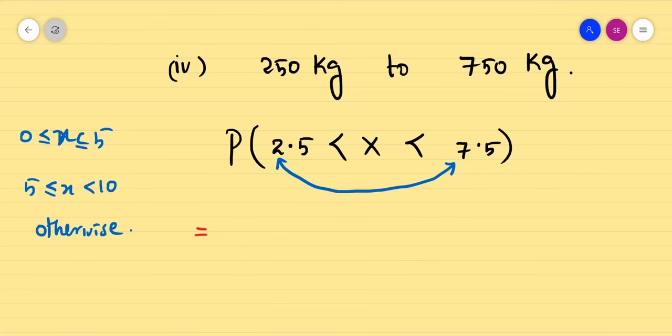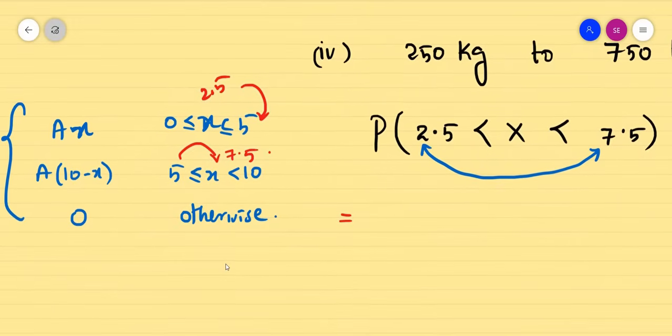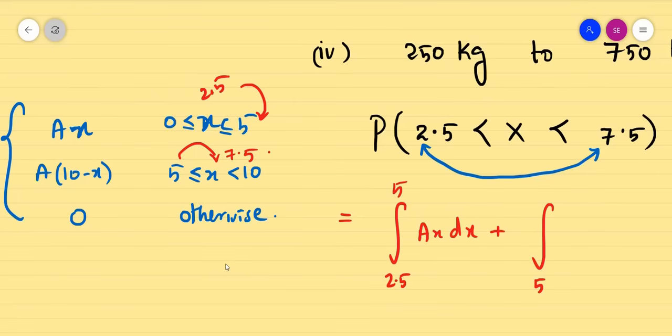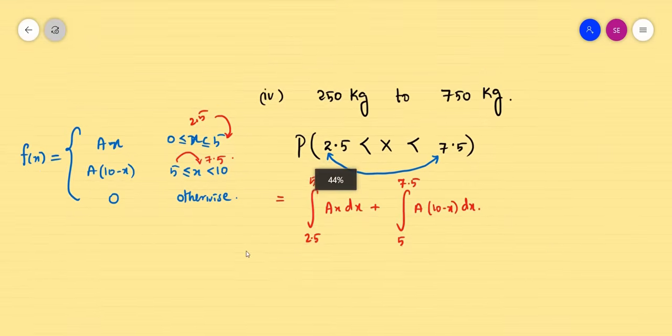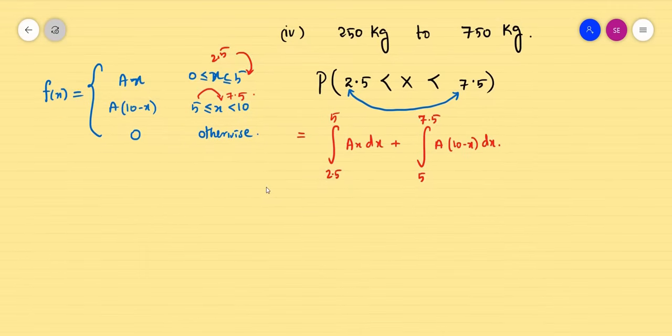So 2.5 to 7.5 means 2.5 is here; 2.5 to 5 we have to use one function, and 5 to 7.5 we have to use a different function. So 2.5 to 5 it is ax dx, and 5 to 7.5 it is a into 10 minus x dx. Is it clear? So you should be careful in this kind of problems. You have to split and take.